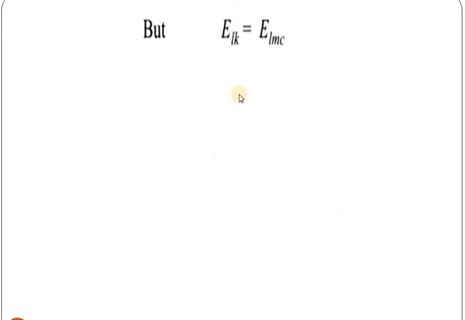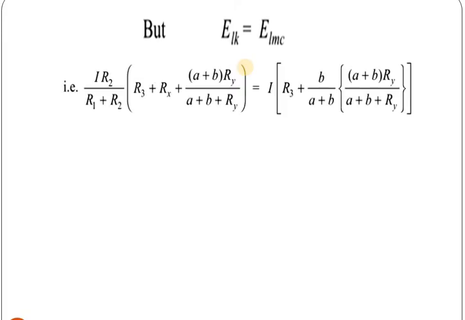But we already considered that E_LK is equal to E_LMC. Now substitute expressions 5 and 6 in this. Finally we get I R2 divided by (R1 plus R2) into R3 plus Rx plus (A plus B) Ry divided by (A plus B plus Ry), equal to I into R3 plus B by (A plus B) multiplied with (A plus B) into Ry divided by (A plus B plus Ry).